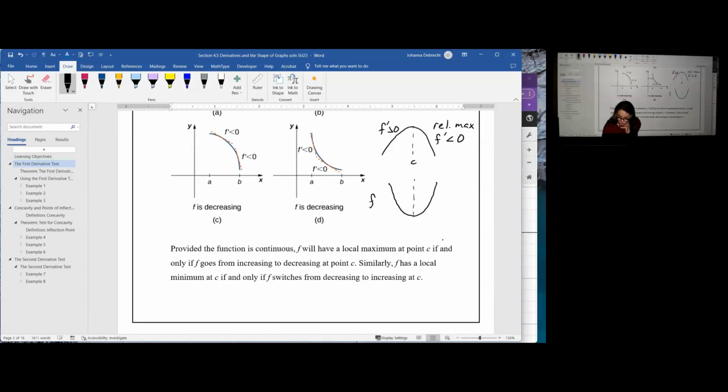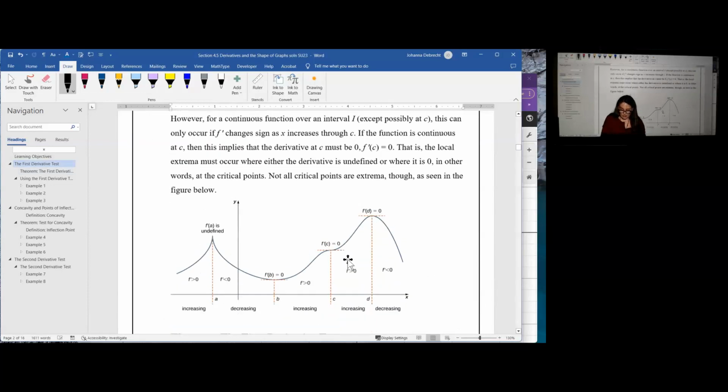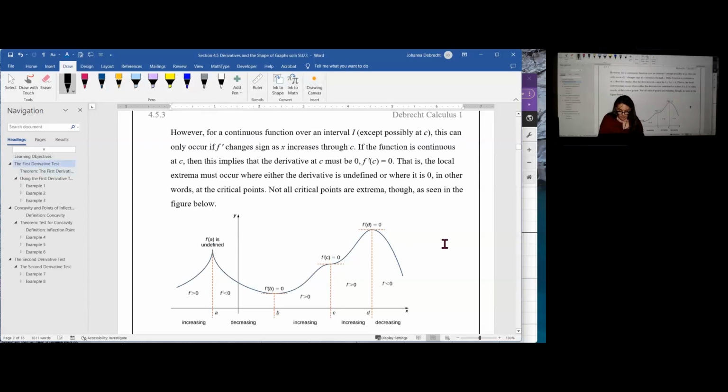If the first derivative is negative on the left and positive on the right, well, then we must have a relative minimum where the tangent line goes horizontal. This can occur only if the first derivative is changing sign as we proceed from left to right.